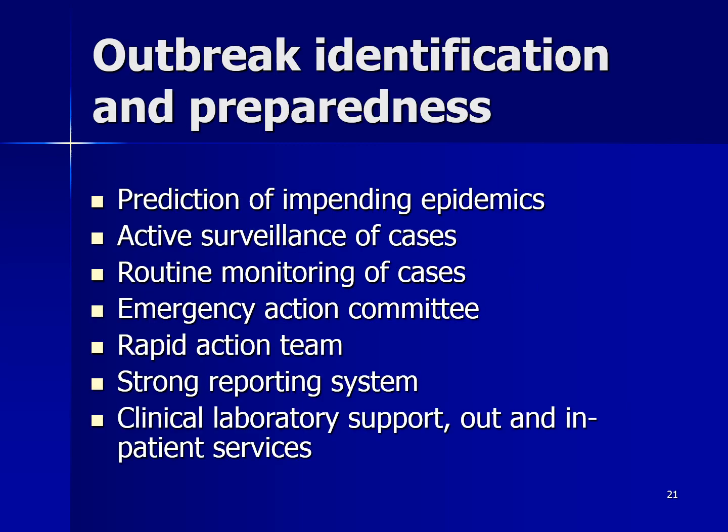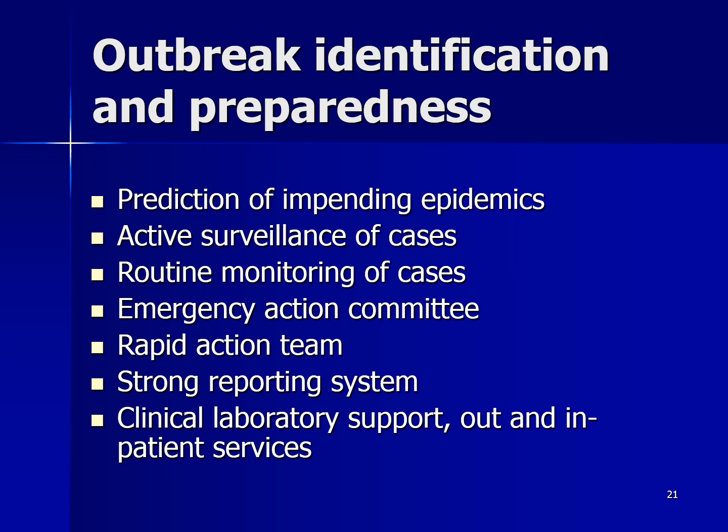Outbreak identification and preparedness. For outbreak identification and preparedness, we don't need to wait for the outbreak to occur. We have to be prepared, and there are different steps we can go through. But in a nutshell, we can say that it helps in the prediction of impending epidemics. We need to have active surveillance. We need to know what different types of epidemics can occur. We need active surveillance of cases, and routine monitoring of cases as well.